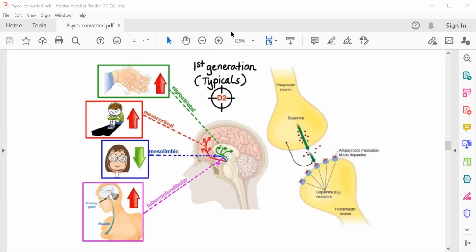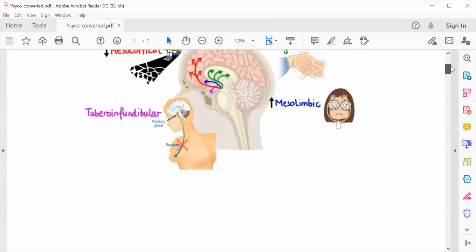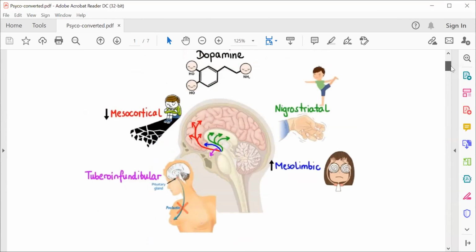I'm a little bit confused still. I'm still a bit confused about the positive signs and negative signs. Can you repeat it again? Okay, let's go to the positive symptoms.